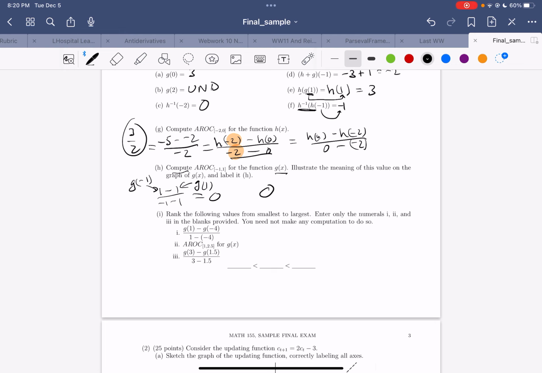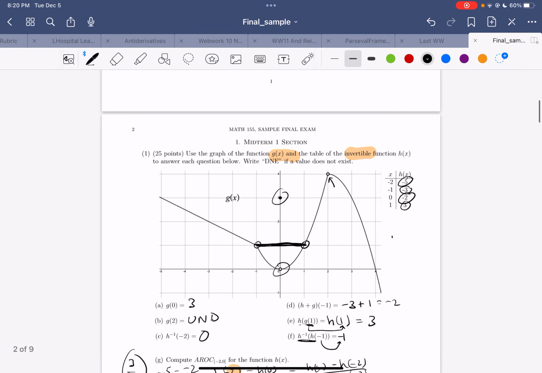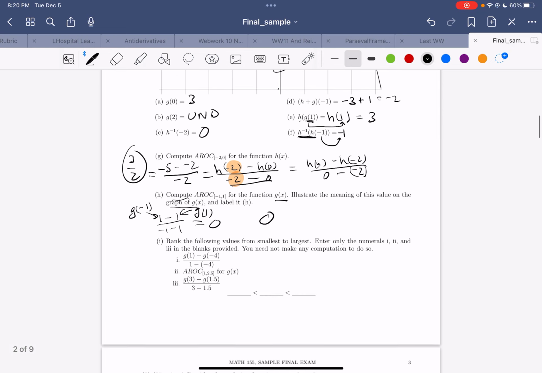So we've computed. Illustrate the meaning of this value on the graph. So here is the average rate of change from minus 1 to 1 of g of x, and it's illustrated because it's this horizontal line.